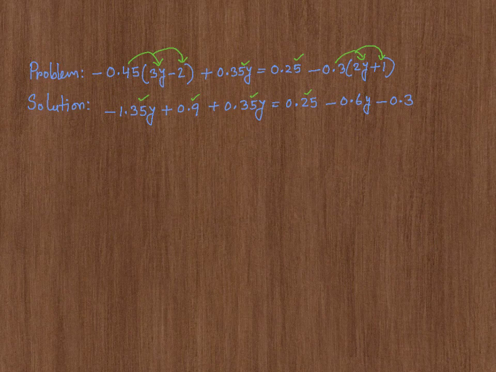Now I'm going to combine the like terms on both sides. So on the left hand side, negative 1.35y plus 0.35y is going to give me negative 1.0y. By the way, negative 1.0y is the same as negative y. Please keep it in mind. Then I have 0.9, and on the right hand side I have 0.25, and then from that I subtract 0.3.